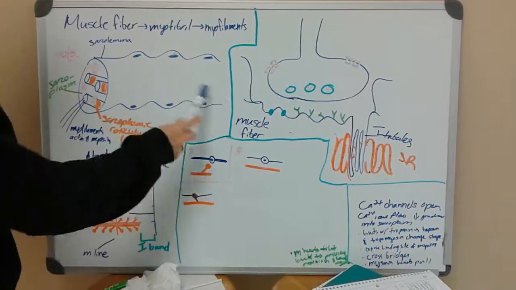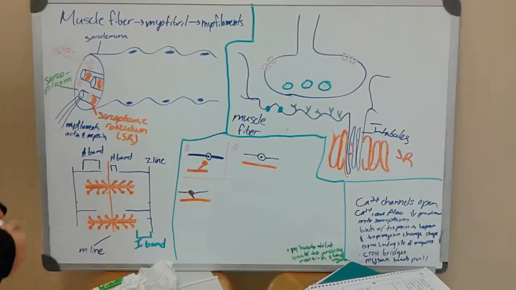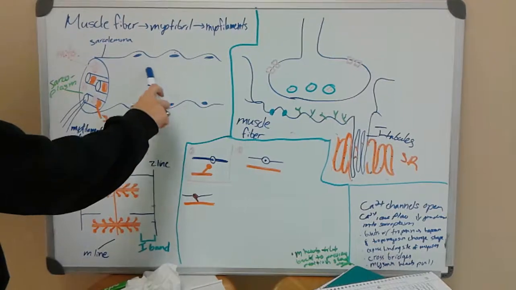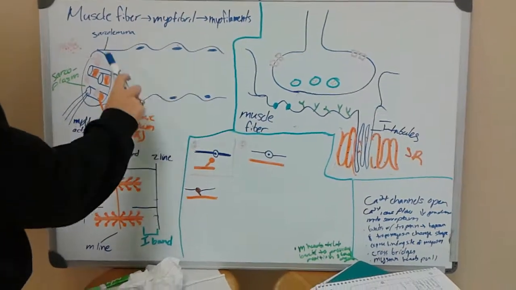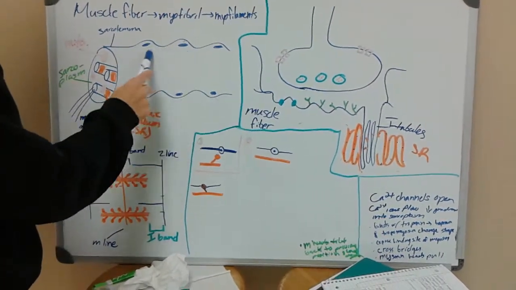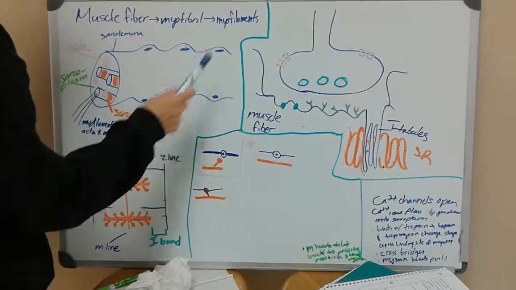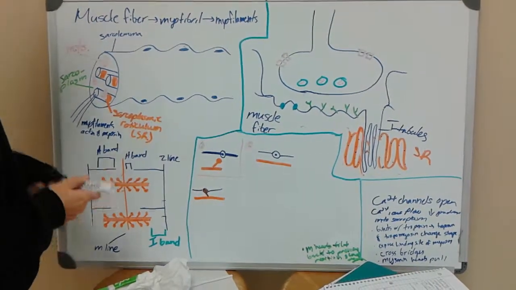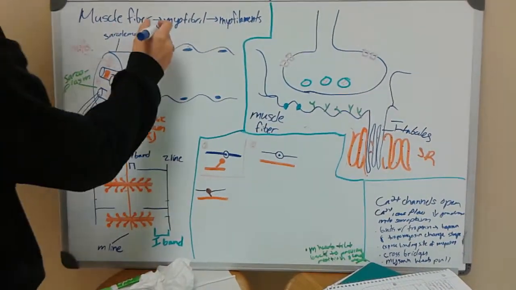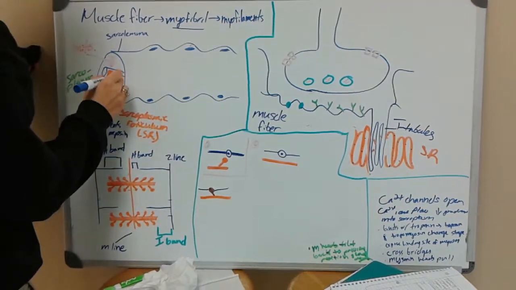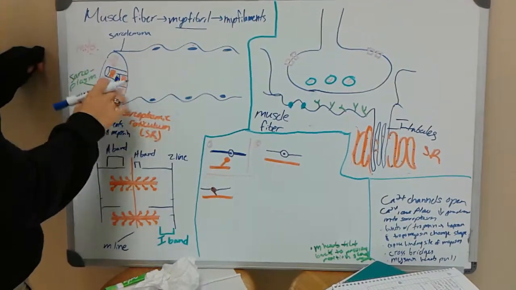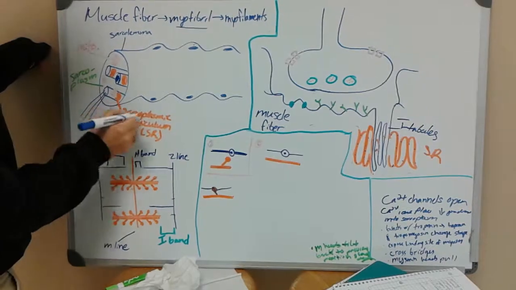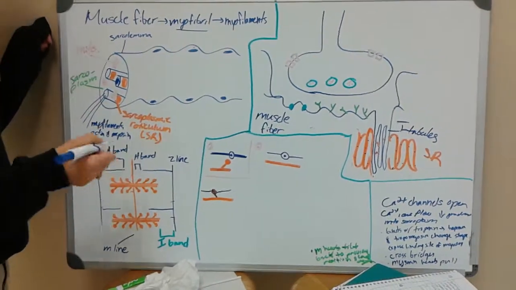This is a simple diagram of a muscle fiber. You have the sarcolemma, which is the equivalent of the cell surface membrane of the muscle fiber. A muscle fiber has many nuclei, and it's further divided into myofibrils, which is the structure you see here. Surrounding the myofibrils is the sarcoplasmic reticulum, the SR.